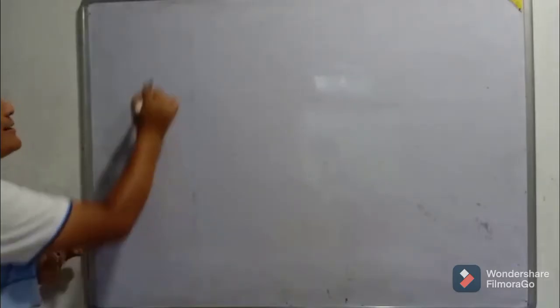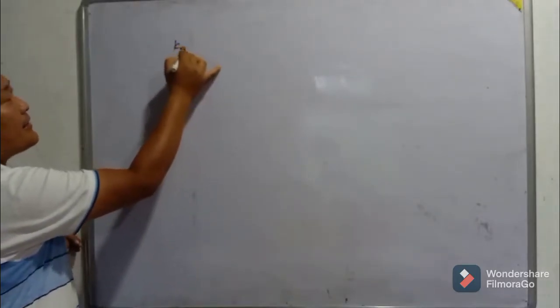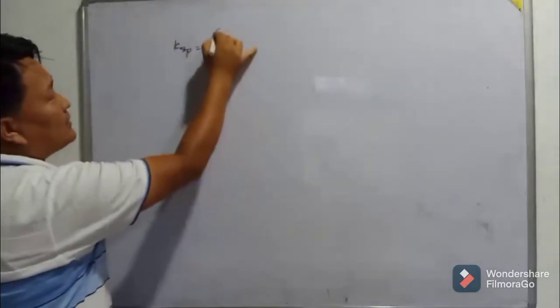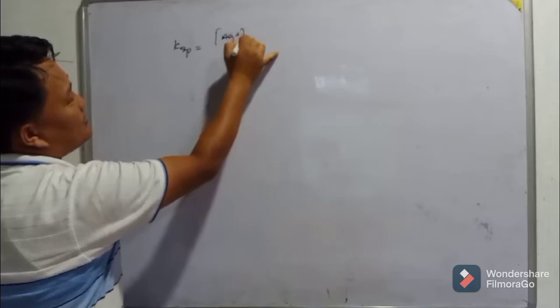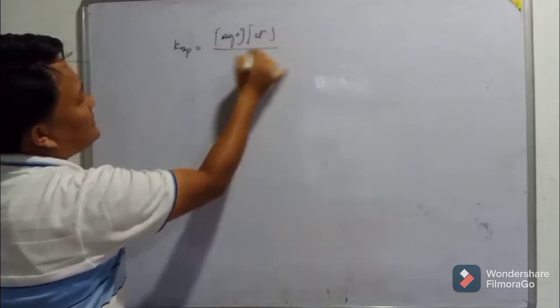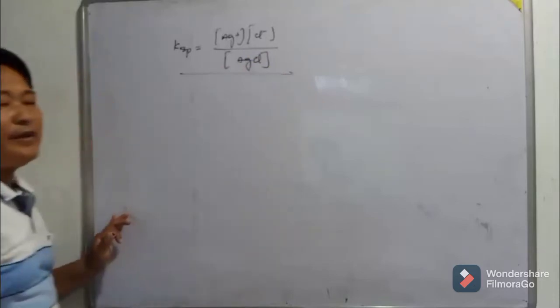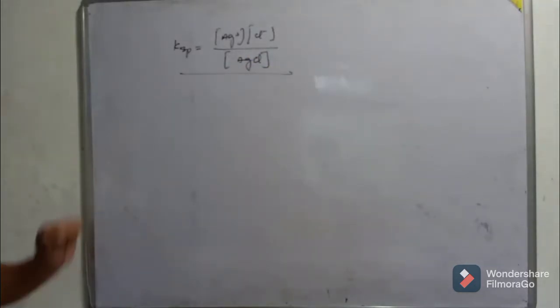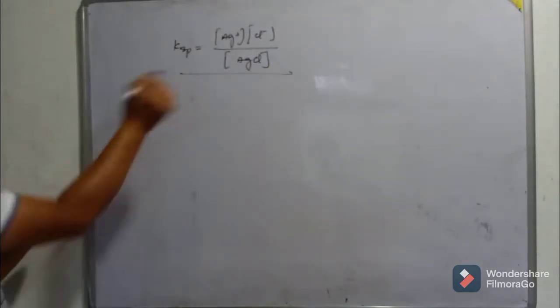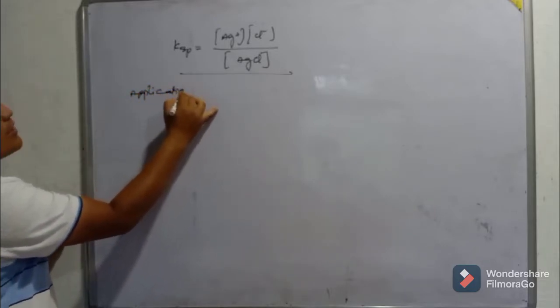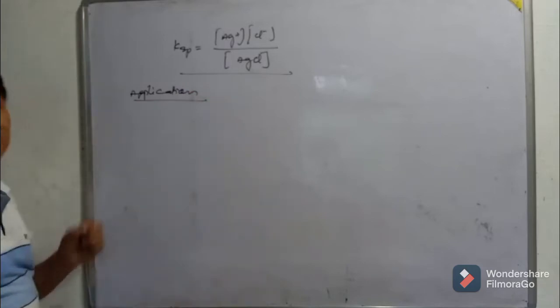We have seen the KSP for AgCl: [Ag plus][Cl minus] divided by AgCl. So now we'll see the applications. Where is this KSP used? So now see the applications. The more questions will be asked from the applications of the KSP only.